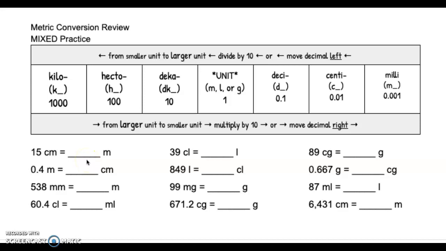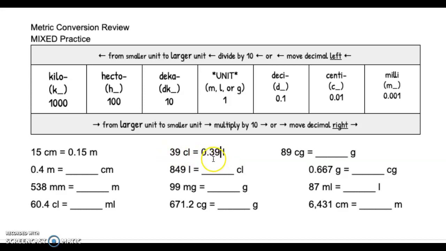Remember, it's all about the decimal and shifting the decimal across the same direction and number of moves that you do on your chart. 15 centimeters is my starting, so I'm going to go to centi and imagine the M here. And to go to meters is 2 hops to the left, which means my decimal point, which is behind the 15, goes 2 places to the left, and I would type my answer 0.15. 39 centiliters, this time to liters, 2 to the left. I take my decimal here, 2 places to the left, and again 0.39.